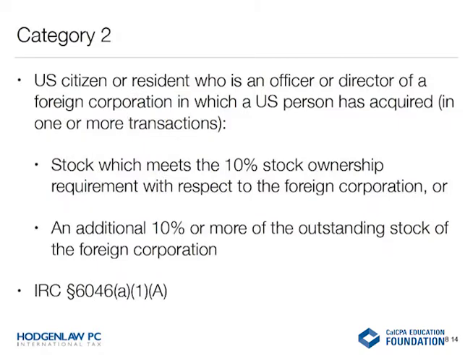So going back one slide to slide 14, stock which meets the 10% stock ownership requirement. So let's say you have someone who has 5% of the stock, they acquire an additional 5%. That means they have then met the stock ownership requirement. So whoever the U.S. person is, an officer or a director would need to report that U.S. person acquiring that 5% because they acquired enough stock to meet the 10% ownership requirement.